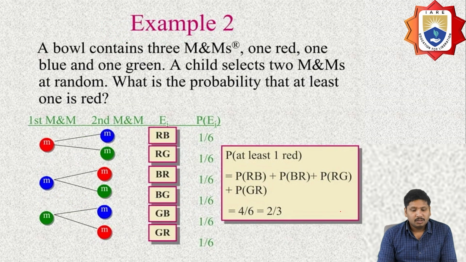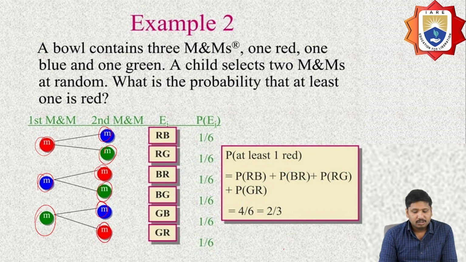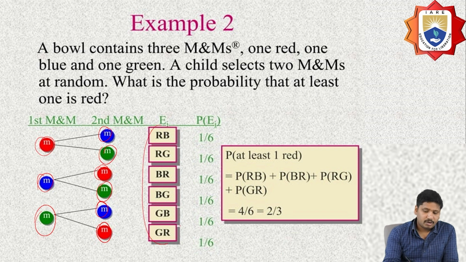Another example: a bag contains 3 balls, one red, one blue and one green, and a child selects 2 balls at random. What is the probability of getting at least one red? The balls should be of different colors. If it is blue, the other is red or green. If it is green, the other is blue or red. So the total number of outcomes is 6, and each is 1 by 6.